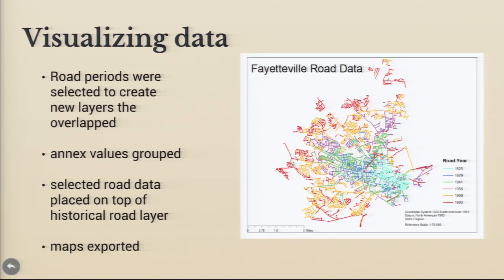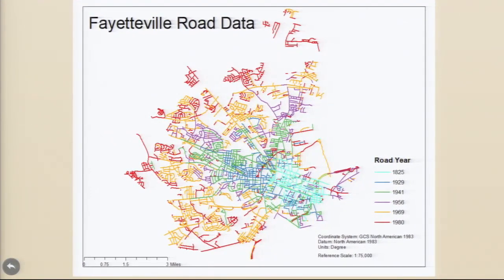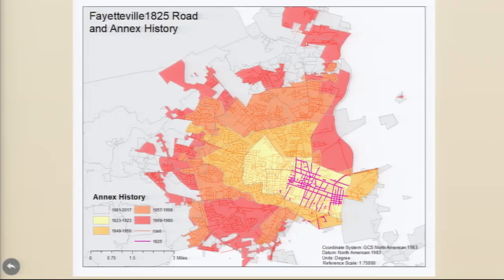So what you're seeing right now is a beautiful color coding of the clipping that I did based on the maps that I have. This is the grid pattern that I was talking about. This is Fayetteville, North Carolina. I did that through just grouping the annexation periods together. There we go. And just take a walk with me.